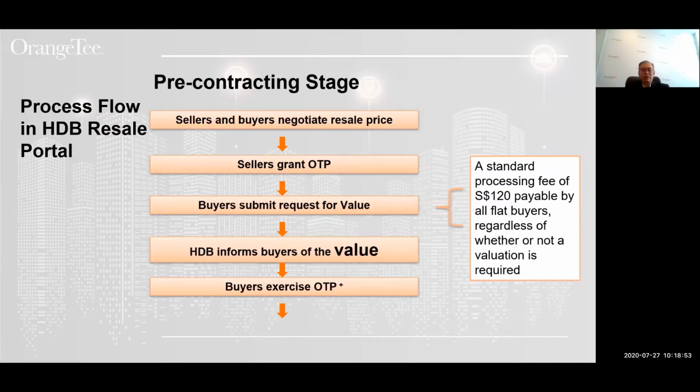Today the valuation report is very fast. Within 3-4 days, they will send all the information to the buyer, not to the seller anymore. Now, HDB informs the buyer of the value, then the buyer exercises the OTP. Buyers are given 21 days to exercise the OTP. During this period, if the buyer is taking a bank loan, check with the bank. When the valuation is sent to the bank, they will confirm how much you can borrow, whether it's the valuation price or the purchase price, whichever is lower. The same applies to the CPF that you can use.